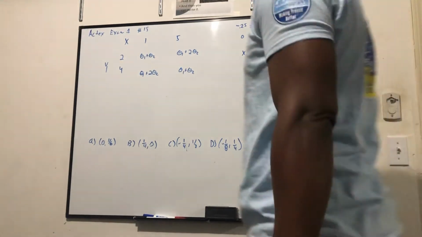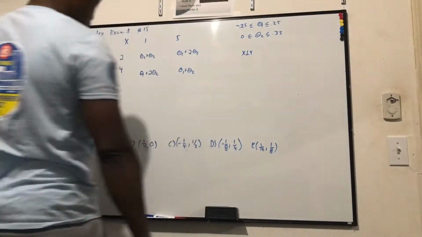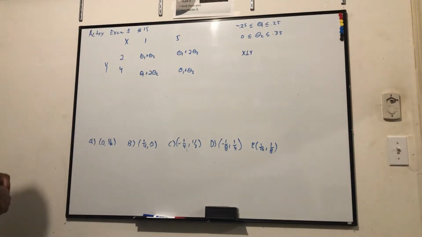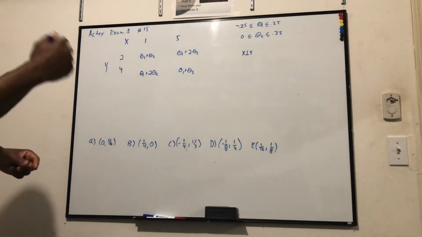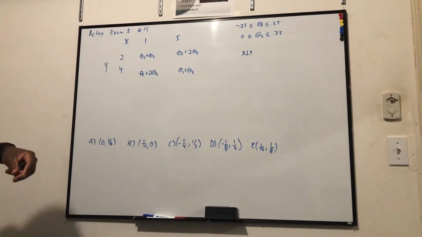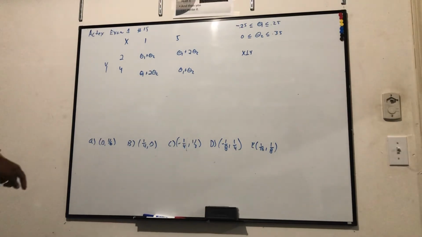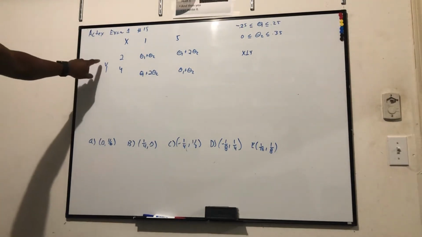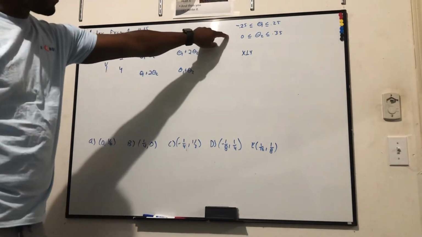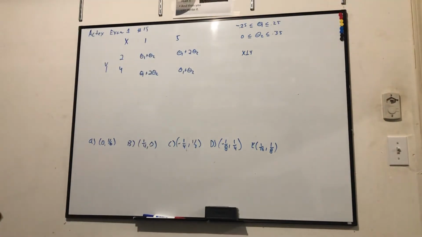Okay, here I go. I'm trying to explain the answer for this particular problem. This is ACTEX, exam 1, problem number 15. X and Y are discrete random variables with the joint probabilities given, and let the parameters theta 1 and theta 2 be constrained under these constraints right there.